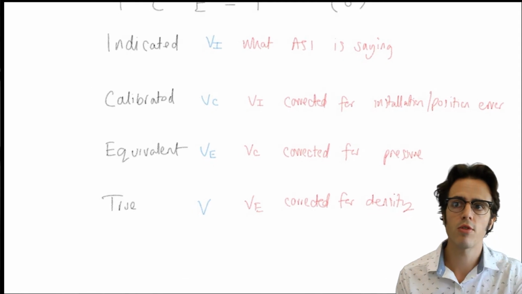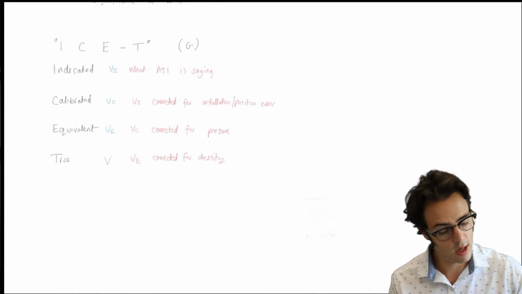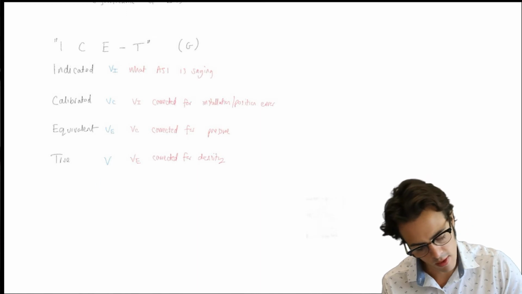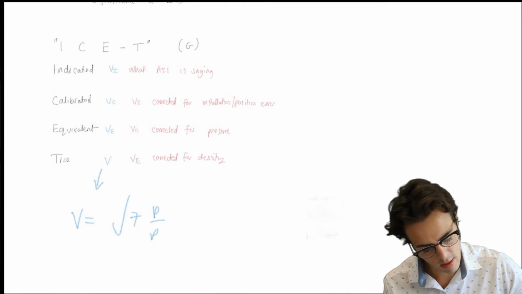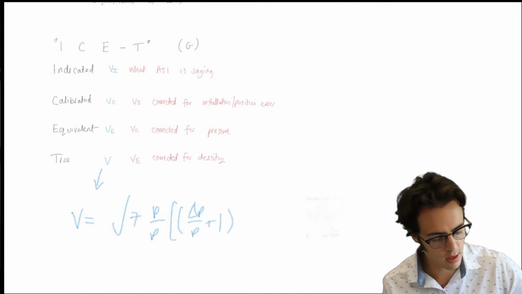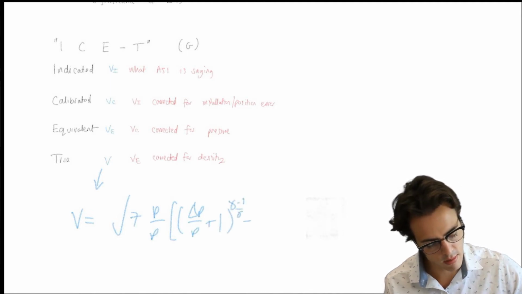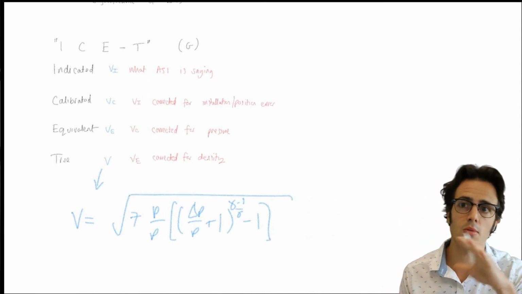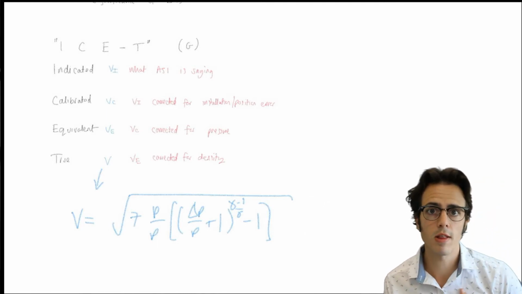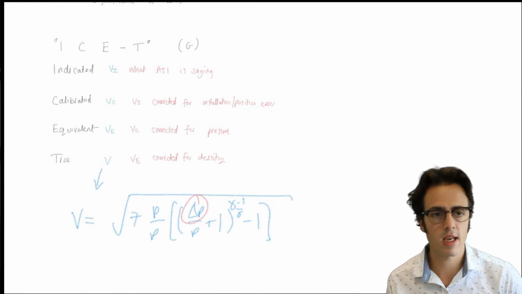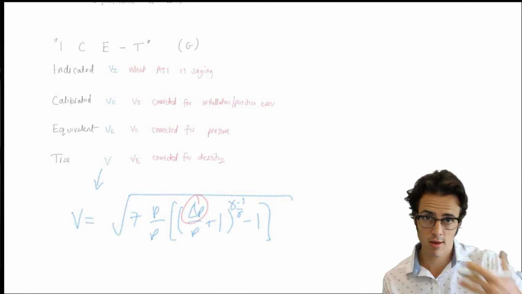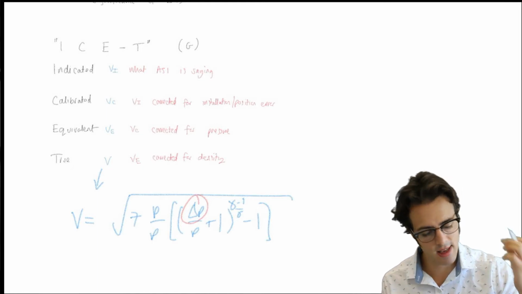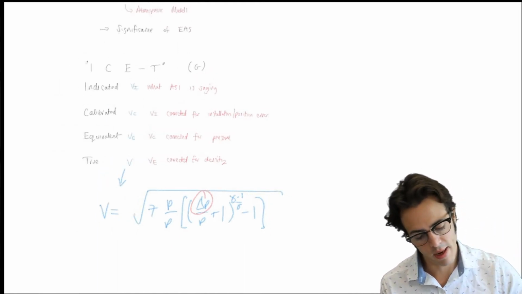Okay, and we introduce the equations that help us learn or go through what each of these is. So we could say here that V is equal to the square root of 7p on rho, and then delta p divided by p plus 1 to the gamma minus 1 on gamma minus 1, all square rooted. Now we're not really going to use this equation. I'm introducing it here because it helps to understand the relationship between these different airspeeds. So what we're actually measuring is this part here, which is the impact pressure. That's the difference between the total and the static that is measured by our pitot-static probe.